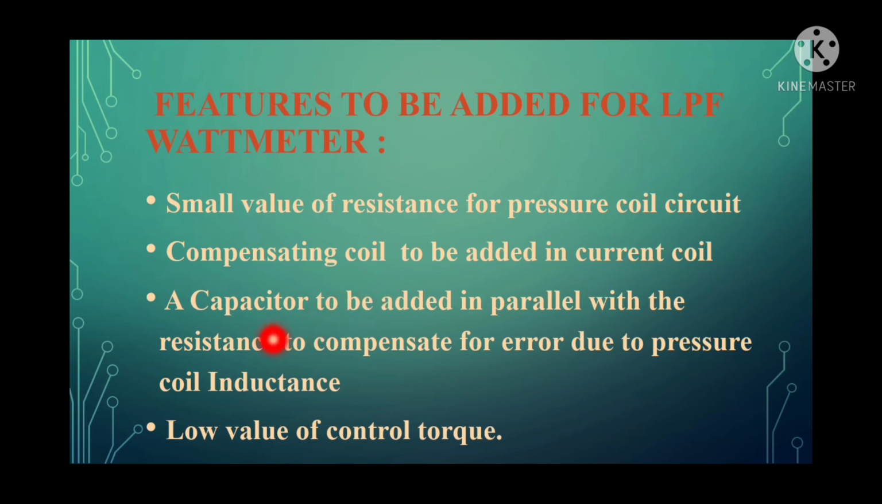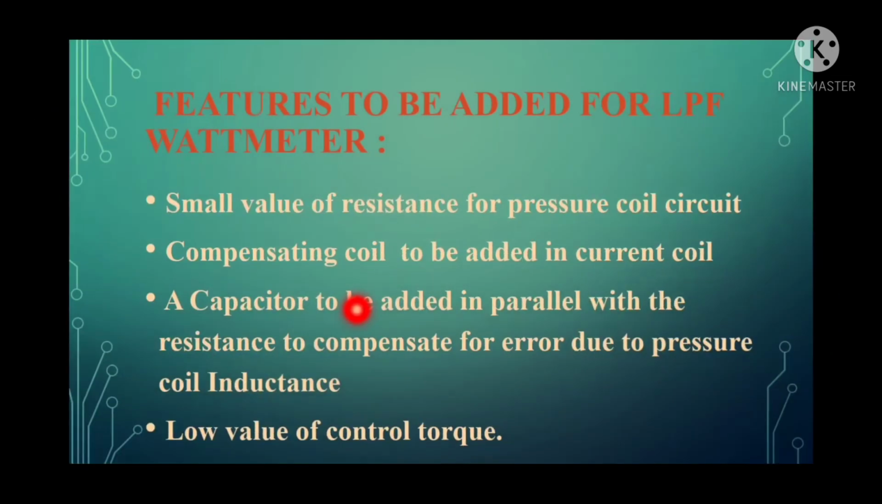The third feature that we have to introduce is a capacitor to be added in parallel with the resistance to compensate for error due to pressure coil inductance. As I said earlier, the pressure coil inductance creates error. So that error we have to eliminate. So to eliminate that error, we go for a capacitor. So the capacitor compensates for the error due to pressure coil inductance.